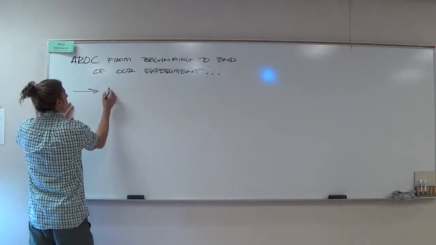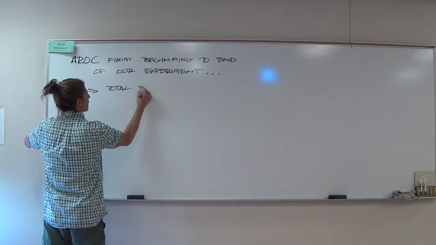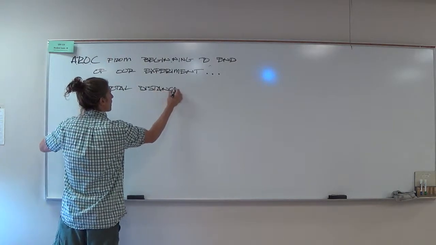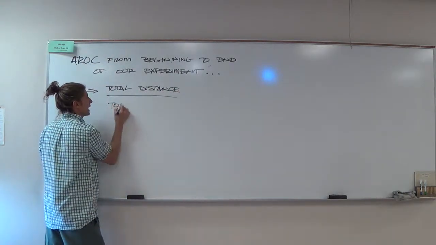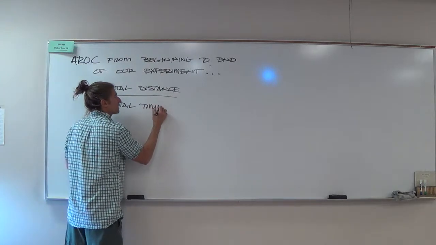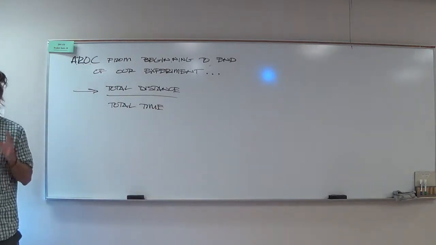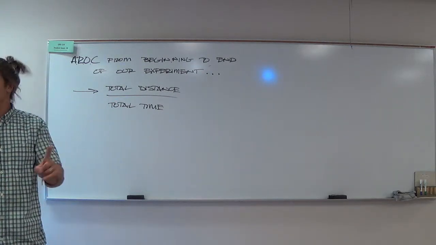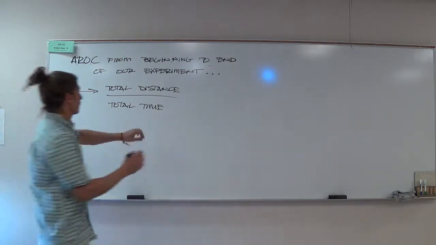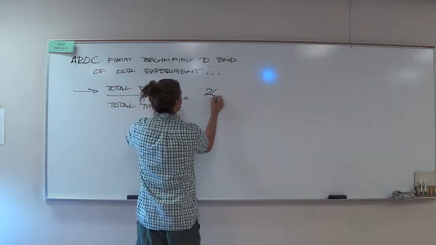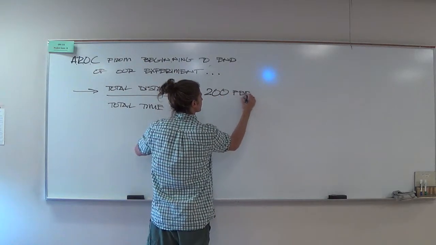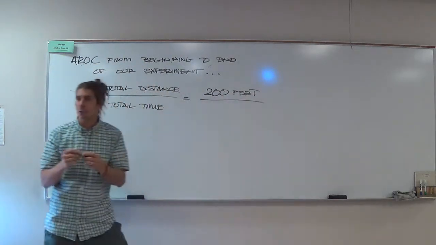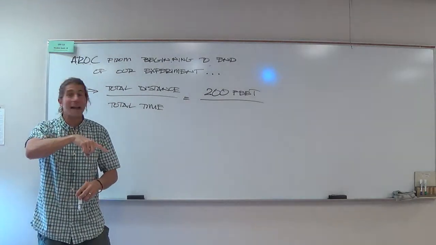Okay. So I know it's my total distance over my total time. So all I've got to do is figure out how much distance I covered and how long it took me to do that. And watch the units. This is where it gets important. I know I covered 200 feet over a set number of seconds. I have to refer back to my data for this.